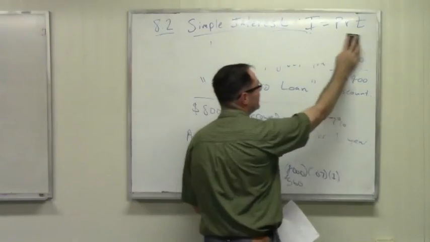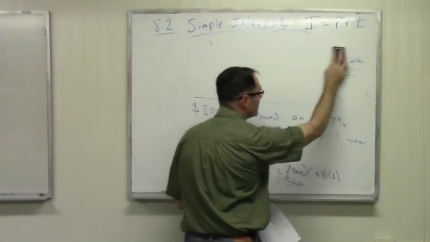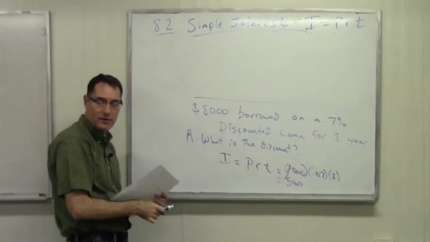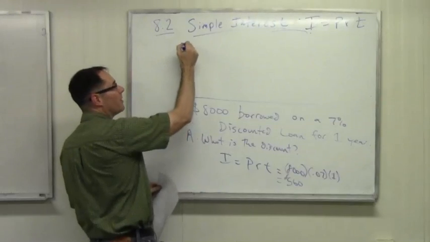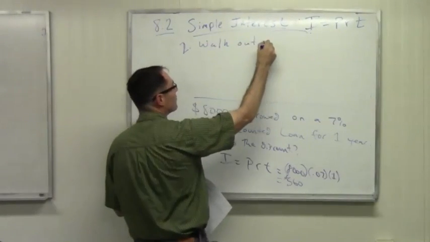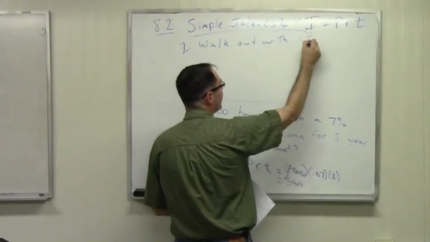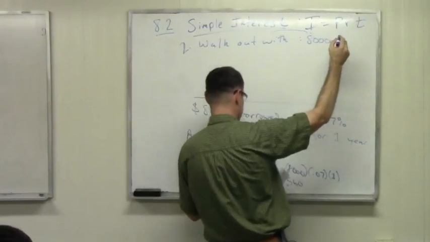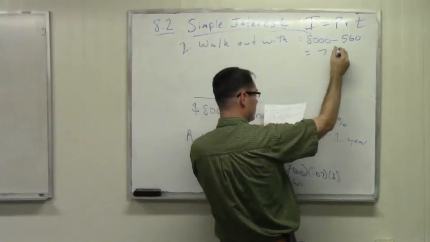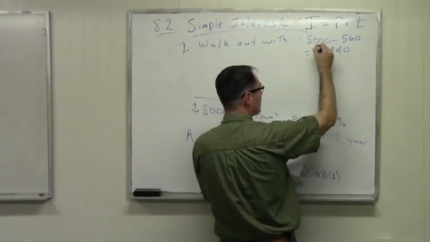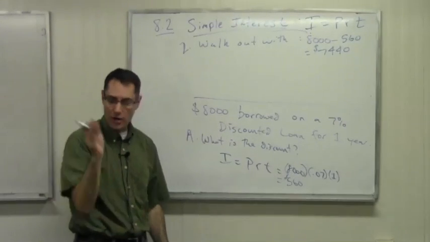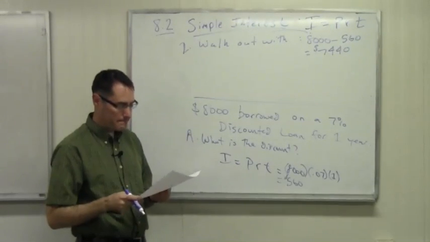So next question. How much money do you walk out with? Even though you're borrowing $8,000, you're paying the interest now. So you walk out with 8,000 minus 560, which is $7,440. That's how much you're actually leaving the place with, because you already paid the interest.